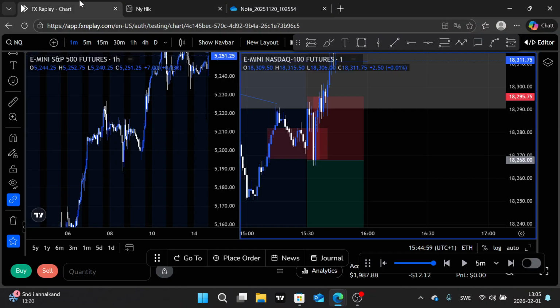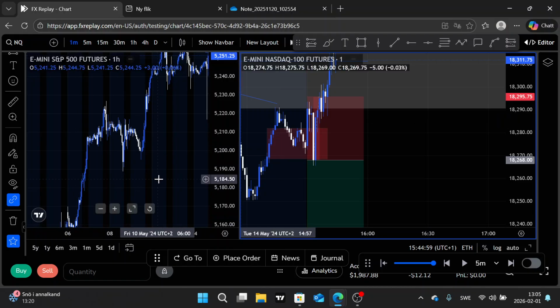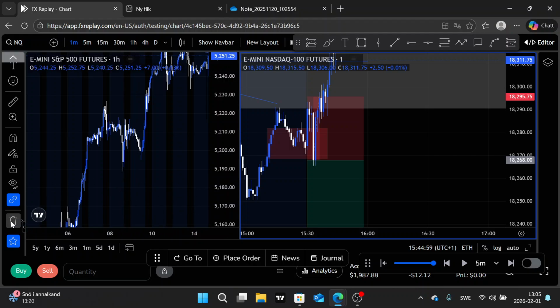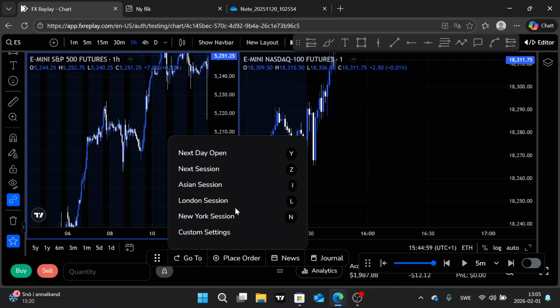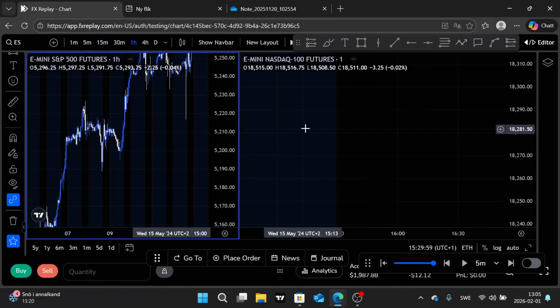Here we go. That was our first trade. We now want to go. I want to clear everything out here as well. We go straight to next day New York session.